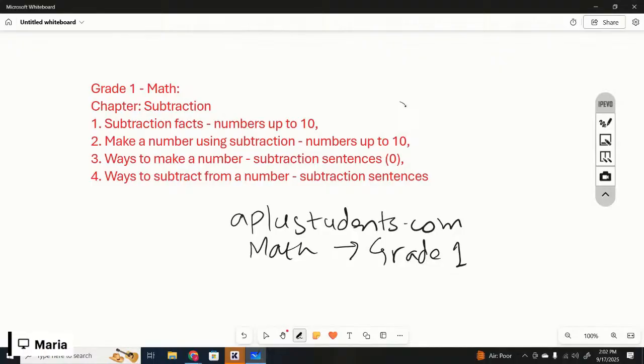The lessons we're going to cover today are subtraction facts, numbers up to 10; make a number using subtraction, numbers up to 10; ways to make a number, subtraction sentences; and ways to subtract from a number, subtraction sentences. So please make sure you have your notebook and pencil so that you can note down the important examples and definitions as well.